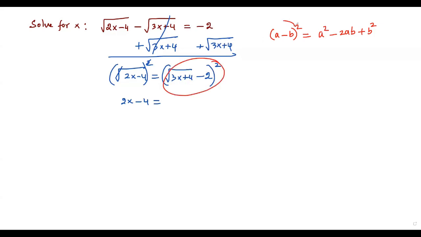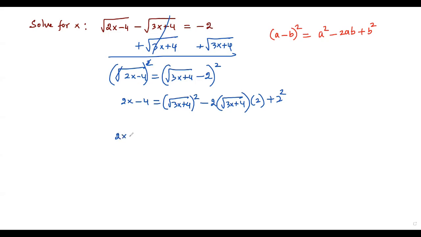Comparing this and this, I get square root of 3x + 4 for a and 2 for b. So when I write the expansion, in the place of a, I write square root of 3x + 4, and in the place of b, I write 2. First we have a squared, which means the square of square root of 3x + 4. Then negative 2ab, where a is square root of 3x + 4 and b is just 2. Then positive b squared, which is 2 squared.